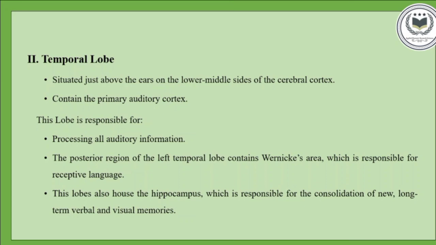Next is the temporal lobe. The temporal lobe is largely responsible for creating and perceiving both conscious and long-term memory. It plays a role in visual and sound processing, and it is critical for object recognition and language recognition. The temporal lobe, situated just above the ears on the lower middle sides of the cerebral cortex, contains the primary auditory cortex. This lobe is mainly responsible for processing all auditory information.